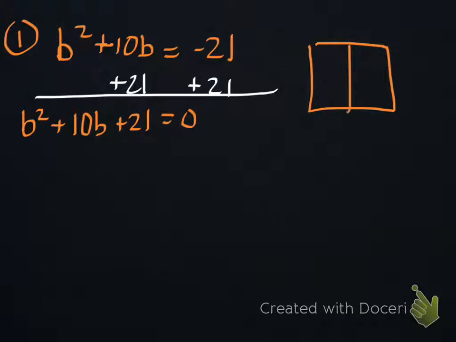And so using our box, b squared goes here, 21 goes here. And so we're looking for 21b squared. And are we looking for a sum of 10 or a difference of 10? Sum. So what two things can I multiply to get a sum of 10 out of those? 7 and 3. So 7b and 3b.